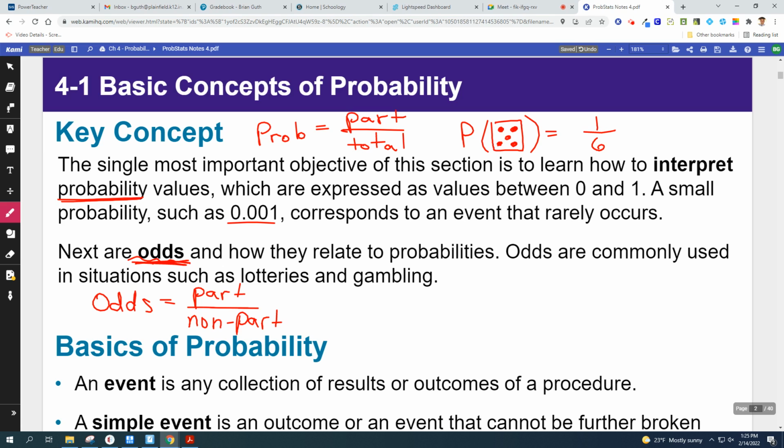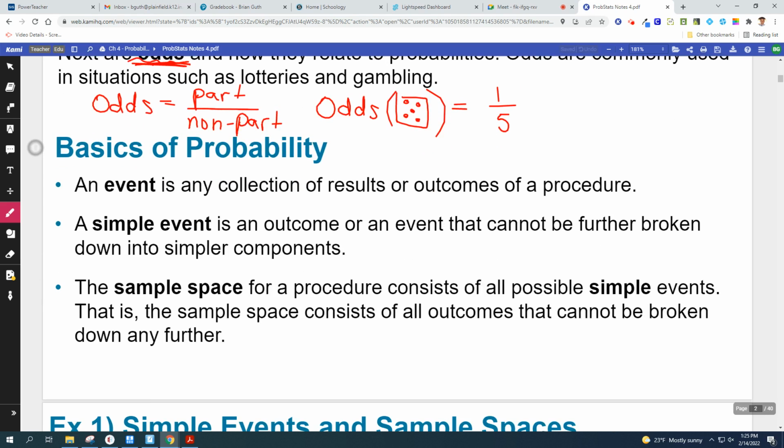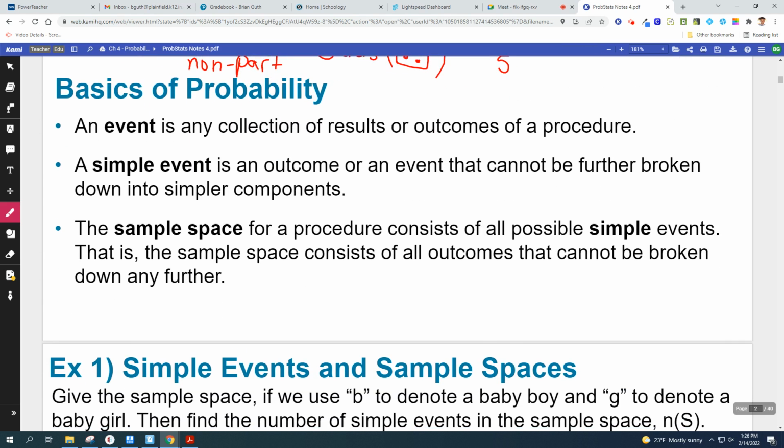But if I look at odds in that same scenario, it's not as familiar to you because you're not doing part over total. You're more comfortable with part over total. This is part to non-part. So the way I look at it is how many 5s are there? 1. How many non-5s are there? 5. So the odds of rolling a 5 would be 1 to 5. The probability would be 1 to 6. Probability, again, is part over total. Odds is part to non-part.